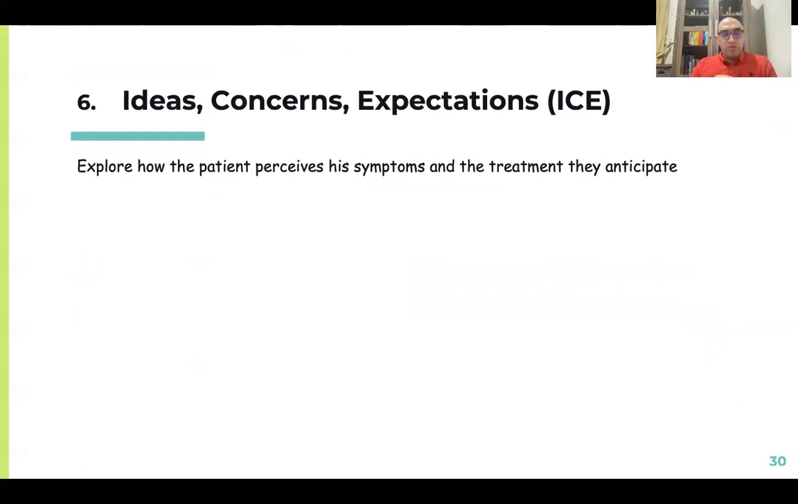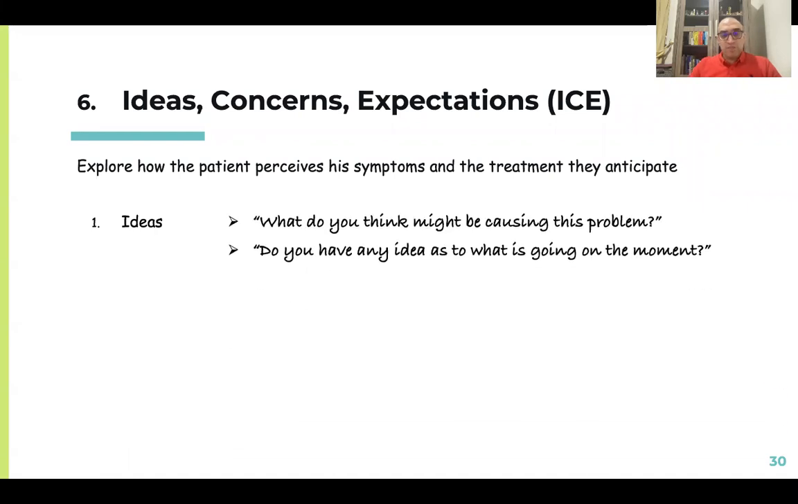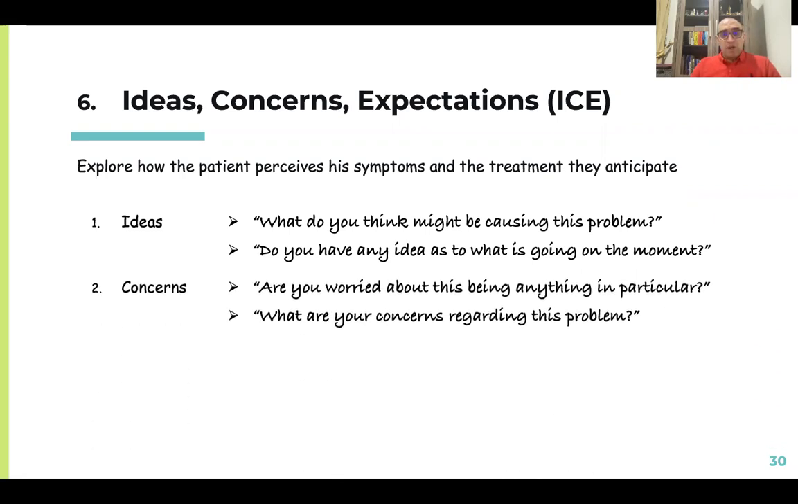For the end of the dialogue, you need to ask about ideas, concerns, and expectations to explore how the patient perceives his symptoms and the treatment that they anticipate. For ideas, you can ask, what do you think might be causing this problem? Do you have any idea as to what is going on at the moment? For concerns, are you worried about this being anything in particular? What are your concerns regarding this problem?